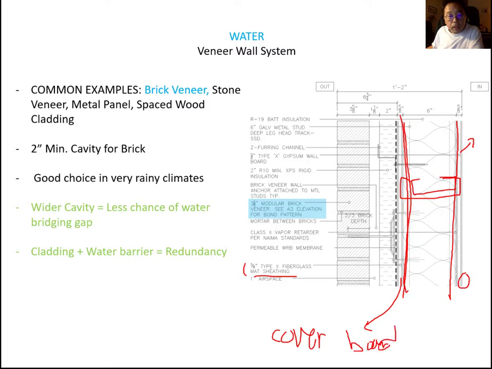So cover board means over the structure framing. So we need a cover board to protect this structure. And over the cover board, we need a waterproofing here. So this is a waterproofing membrane.